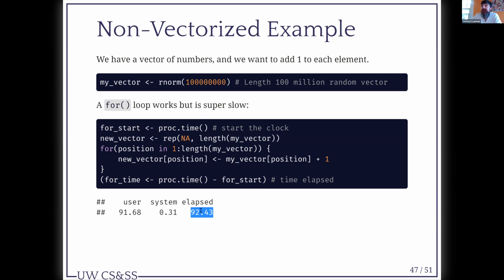The idea that you could add 1 to a vector and have it take a minute and a half is some serious 1980s stuff, okay? We don't want this to be happening. This is because loops, especially badly done loops, are very slow. Okay.